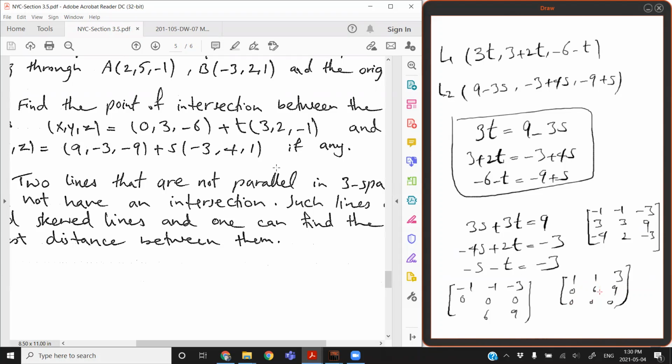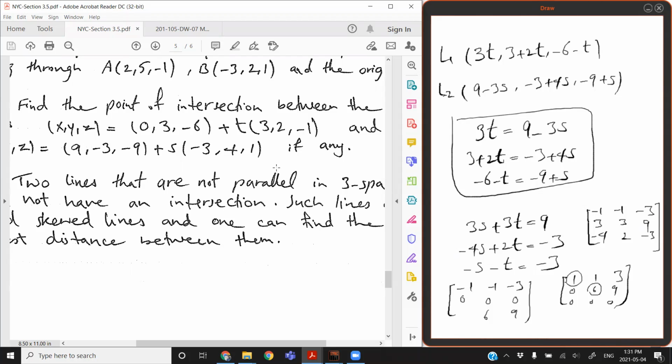So now you can see that this system has exactly one solution, because you're going to have a leading one here, you're going to have a leading one here. You have two equations. You have two leading ones and two unknowns. The s and the t are the two unknowns, and you're going to get two leading ones that will give you a unique solution.